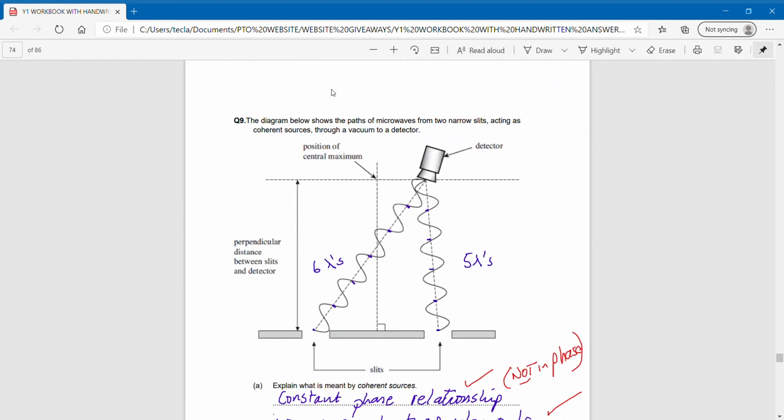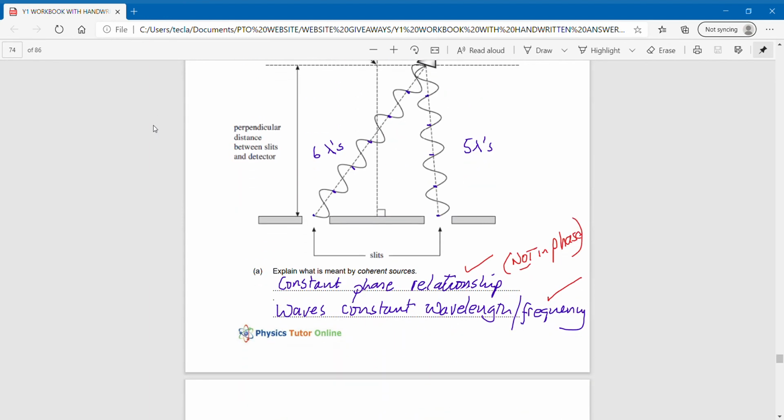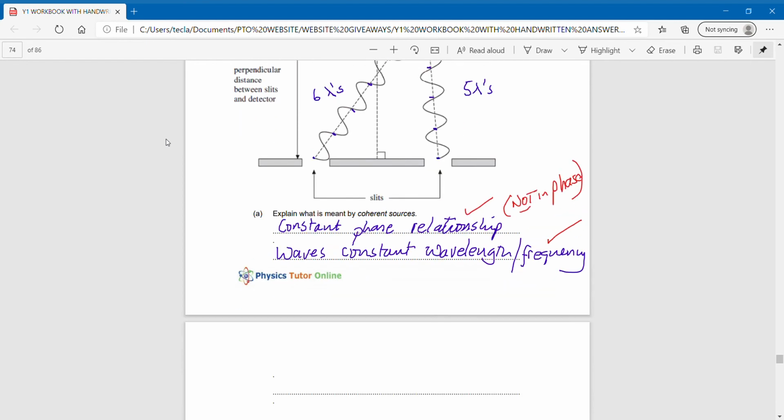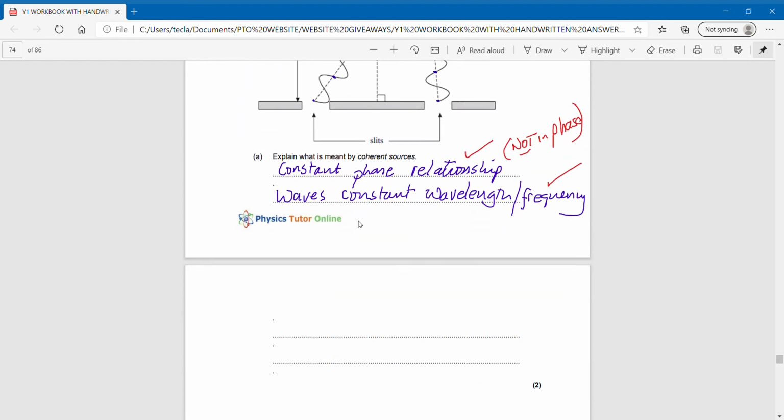So question 9. The diagram below shows the paths of microwaves from 2 narrow slits acting as coherent sources through a vacuum to a detector. Explain what is meant by coherent sources. So that means we have a constant phase relationship, not in phase. The waves have a constant wavelength or frequency. So there is 2 marks for this question.